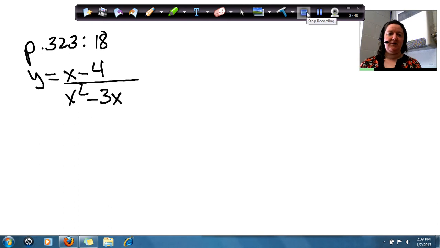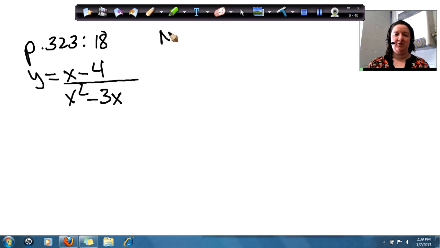Okay, let's look at page 323, question number 18. You'll notice again that since the x on the top is smaller than the x on the bottom, we have no horizontal asymptote.